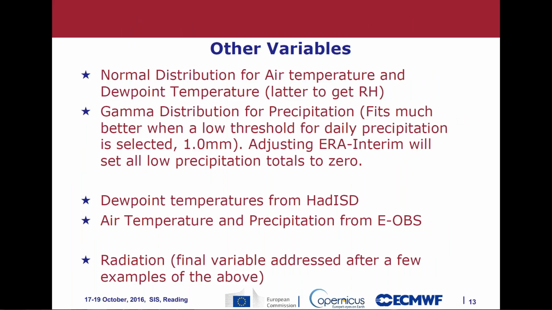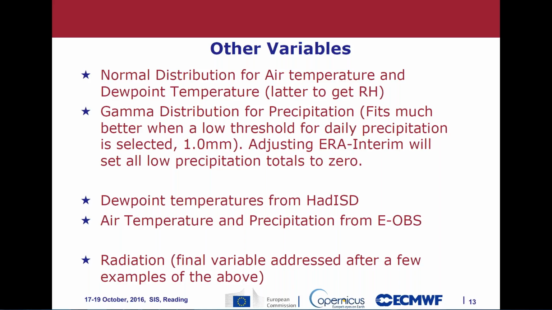So for the other variables, we're following a similar procedure, but we're using a different distribution, because the Weibull is a good distribution for wind speeds. The air temperatures and dew points are much more akin to a normal distribution, and we're doing these to get the temperature ones themselves and also to calculate relative humidity.